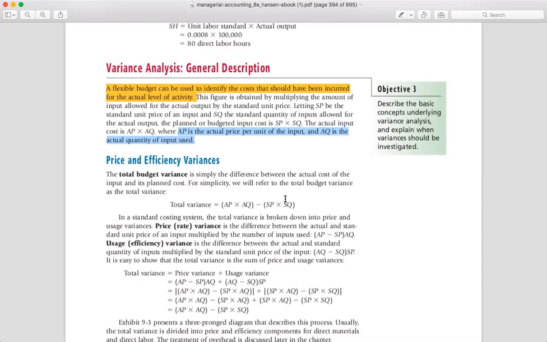What could be the basic information for this one? Price variance happens when there is a difference in the purchase price of raw material, while the quantity variance arises from the difference in the quantity of raw material actually used and expected to be used. The total budget variance is simply the difference between the actual input cost and the planned cost. So the total budget variance is actual price times actual quantity minus standard price times standard quantity. The total variance itself can be broken down into price and usage variance, right?